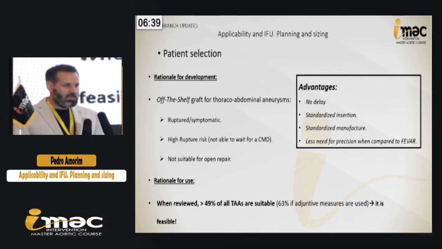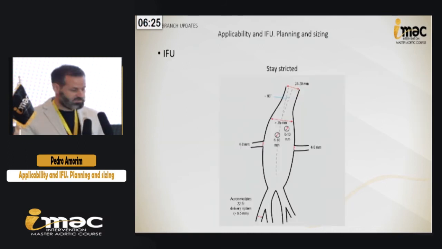Patient selection. If we do some adjunctive measures, we can have, in all cases, suitable anatomy for 2/3 of the patients. So it's not really an issue. 2/3 of patients for an off-the-shelf device is very good. We must stay strict, at least at the beginning, to the IFUs. This slide summarizes a little bit what the IFUs are for the patient.